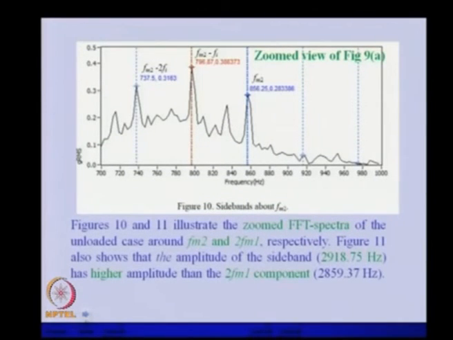This is basically the zoom view of the previous slide. In this you can see that this is FM2, there is a modulated frequency, that is the sideband FM2 minus Fi, corresponding to the speed of the shaft, and this is FM2 minus twice Fi. These are the sidebands which are more predominant than the actual tooth missing frequency because of the severity of the fault.